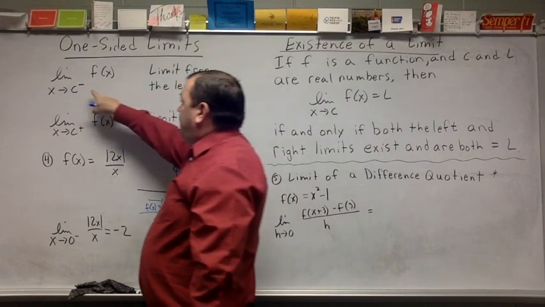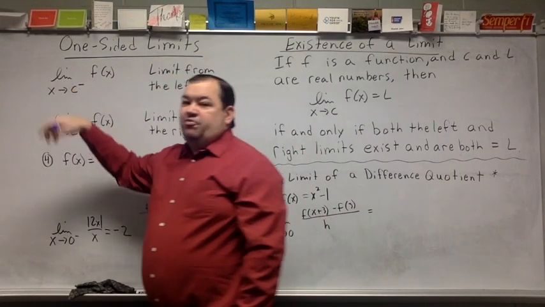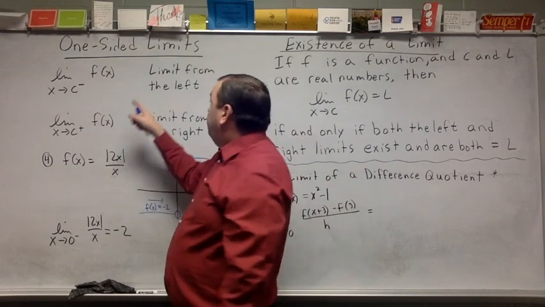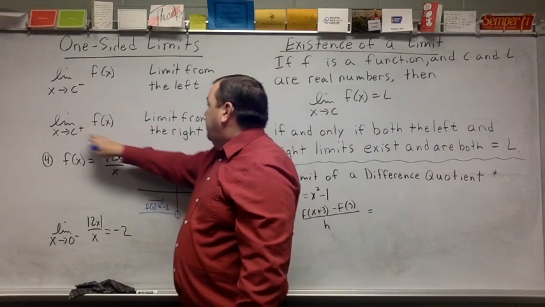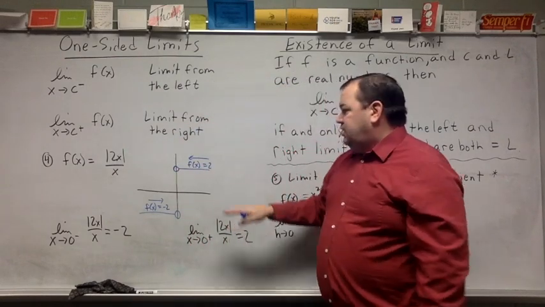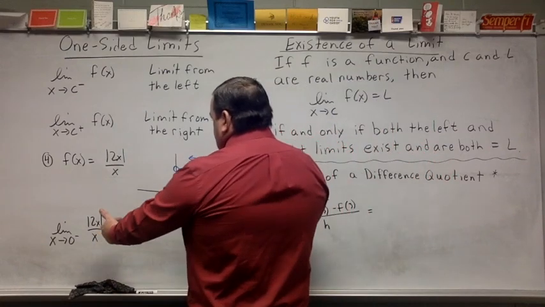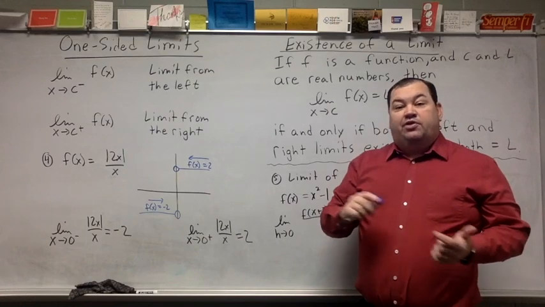And all they do is they add this little symbol. This changes the limit. Instead of being a regular limit, it's only a limit from the left-hand side. This plus sign is only a limit from the right-hand side. So here's an example where this function does not have a regular limit. It's approaching different things from both the left and the right.